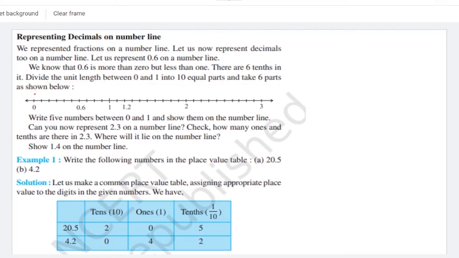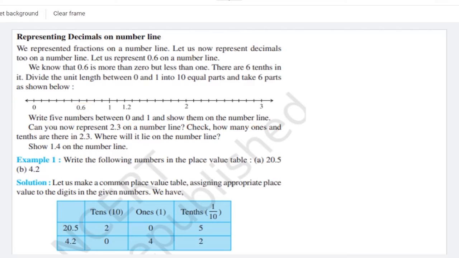So you have 0 here, 1 here, and between 0 and 1 you have 10 divisions. Okay, all these are divisions. 10 divisions are there and you are counting 6, 1, 2, 3, 4, 5, 6. So this is the 6th division. There you are marking it as 0.6. Write 5 numbers between 0 and 1 and show them on number line.